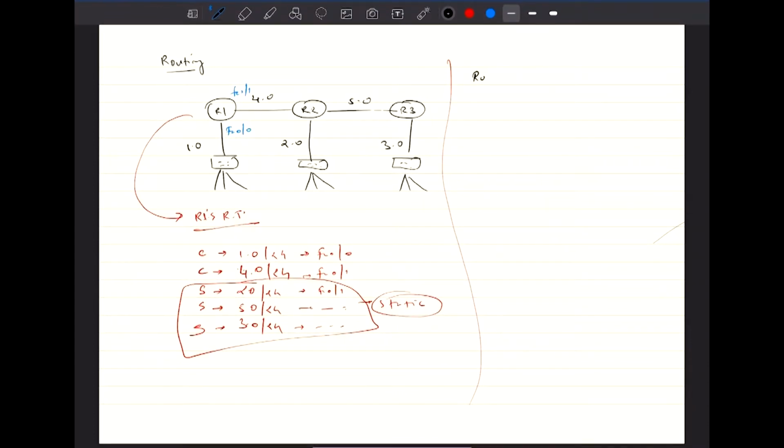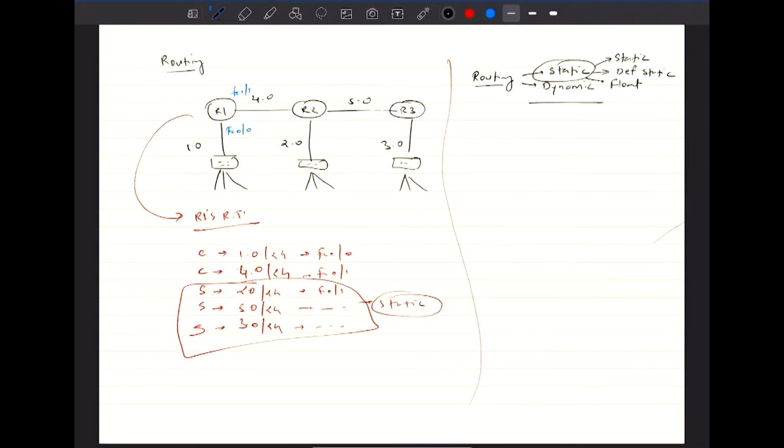So when we talk about routing, as I said, routing is divided into two parts. One is called static routing and the other one is called dynamic routing. And if you talk about static, we have seen certain methods of implementing static, which is normal static, then default static, and then we also have seen floating static.